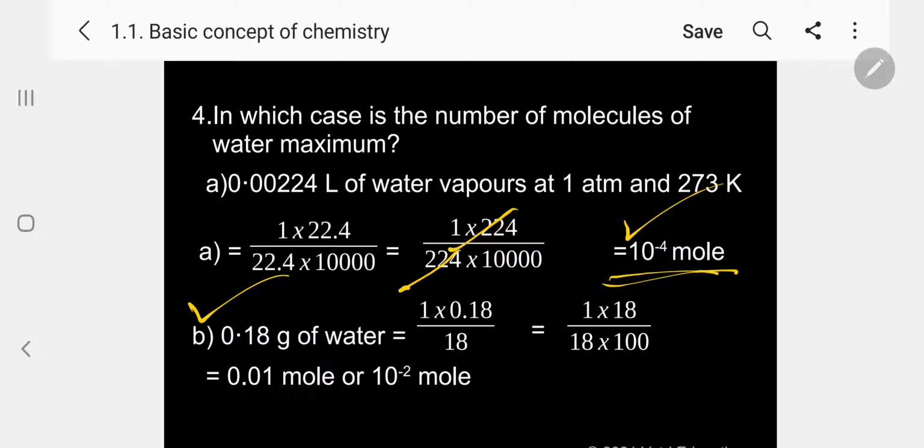Second one, 0.18 gram. What is mole? Mass by molecular mass. So that is 0.18 divided by 18. How will you convert 0.18? 18 divided by 100, 2 decimals, I am putting 100 below. So 18 cancels. So it is nothing but 10 to the power of minus 2 mole. First one 10 to the power of minus 4 mole. Second is 10 to the power of minus 2 mole.